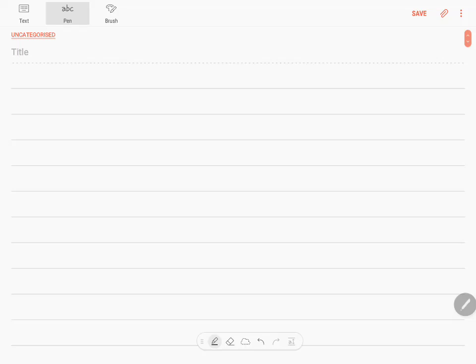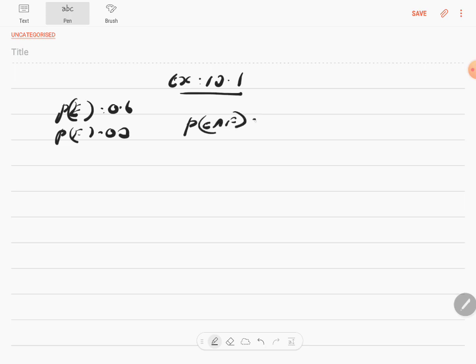So let's do exercise 13.1 in probability. It's called conditional probability. P of E is given as 0.6, P of F is 0.3, P of E intersection F is 0.2. They're asking for P of E by F.